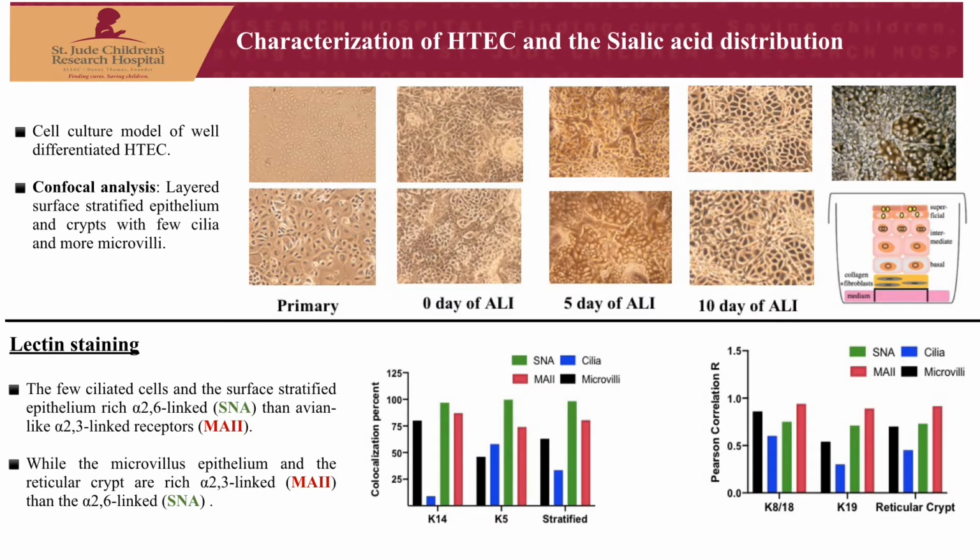more microvilli. For selected staining, we used specific markers, SNA for human-linked alpha-2,6 and MAA for avian-linked alpha-2,3 sialic acid receptors. We found that the few ciliated cells in the surface stratified epithelium, and the surface stratified epithelium, are rich with human-linked sialic acid more than avian-linked sialic acid, while the microvillus epithelium and the reticular crypt are rich with avian-linked more than human-linked, but there was abundant distribution of both.